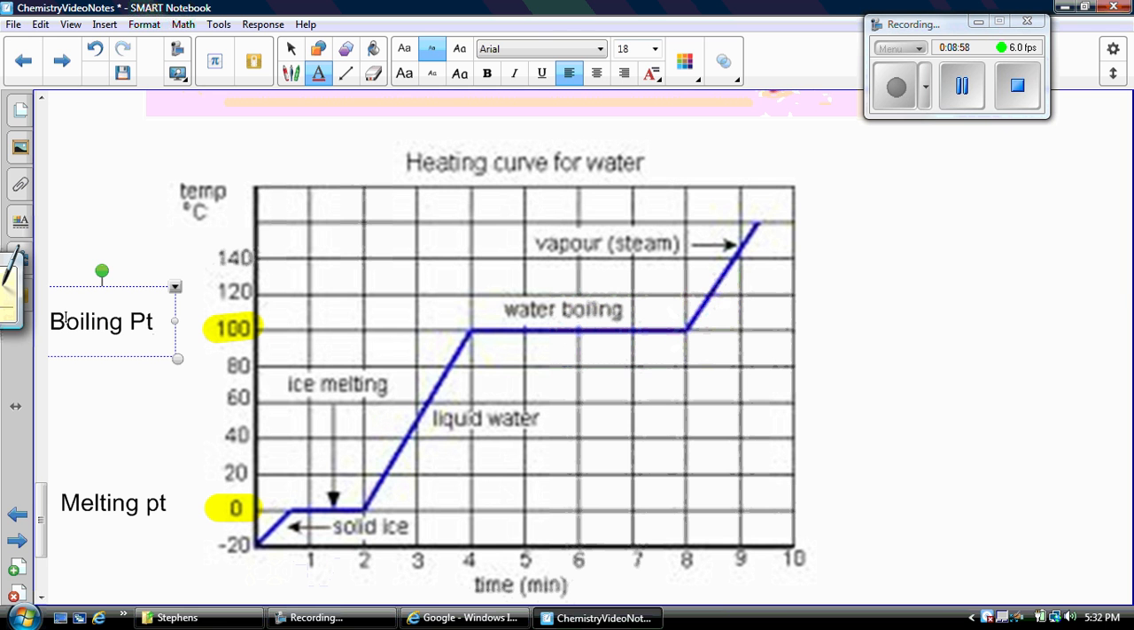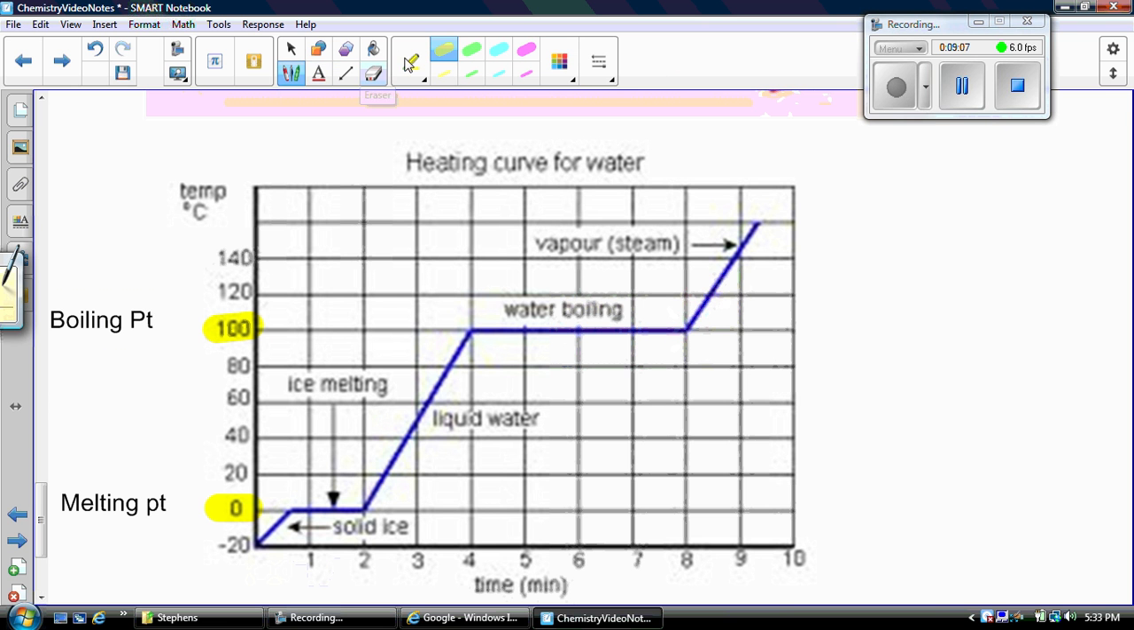Okay, so 100 degrees is the boiling point, the temperature at which water will change from a liquid to a gas. Now remember, this is assuming that we're adding kinetic energy. So temperature, we're adding kinetic energy. If we're adding kinetic energy, then we're going to go from melting point to boiling point.